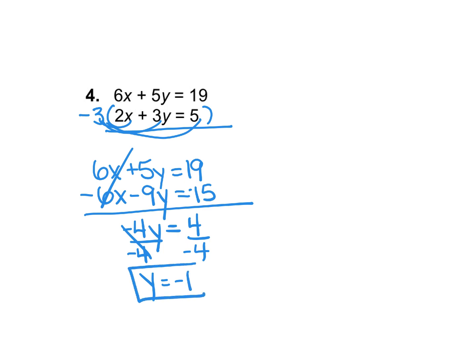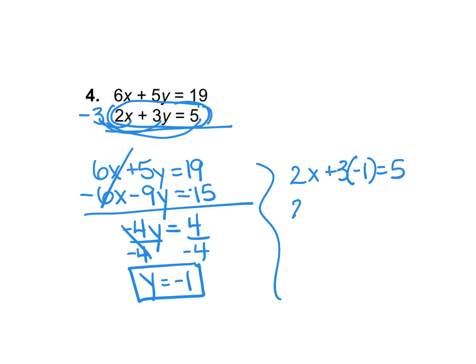All right, and so now we have to plug it into either one of them, and it really doesn't matter. Let's take the second one this time. I'm going to have 2x plus 3, and I'm plugging in the y. We're saying y is negative 1, and that's equal to 5. So 2x minus 3 is equal to 5, because 3 times negative 1 is negative 3.